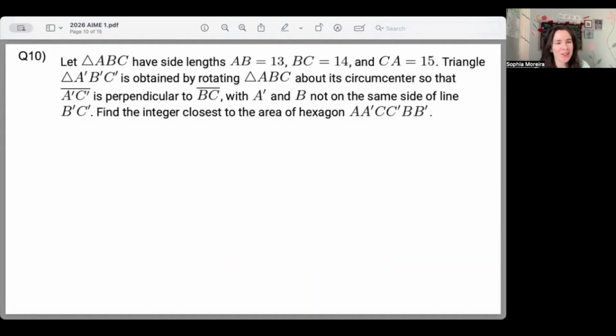Question 10 immediately looks challenging to start, but the good news is that once you've started it, the ending is actually pretty routine. So let's start by looking at the ending then.